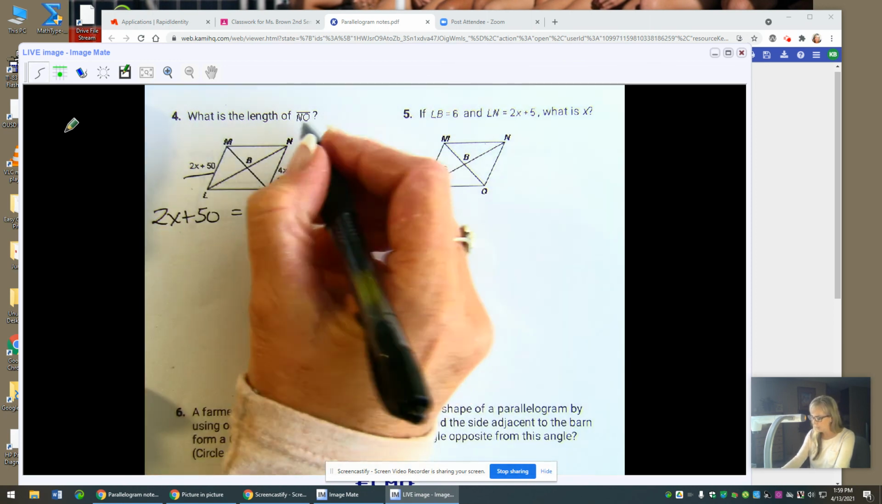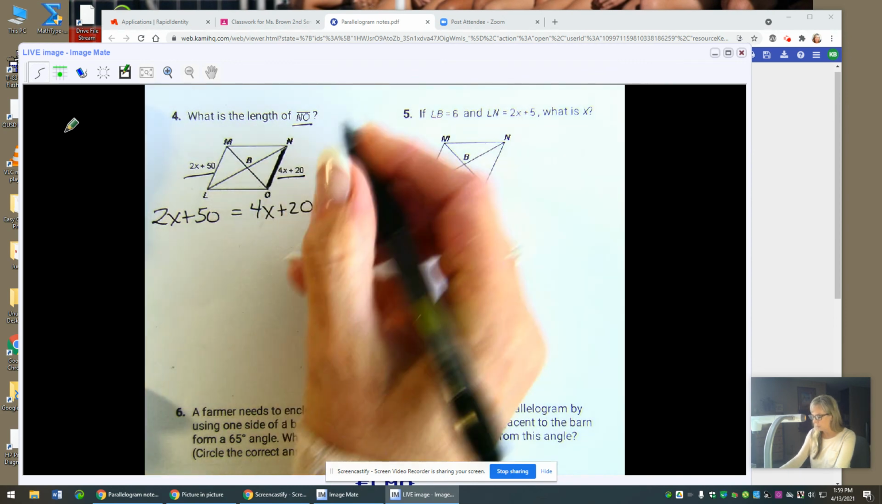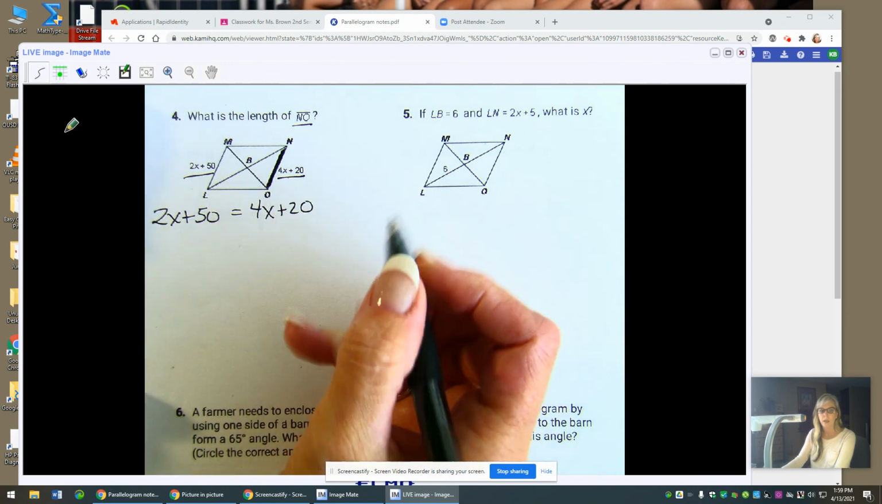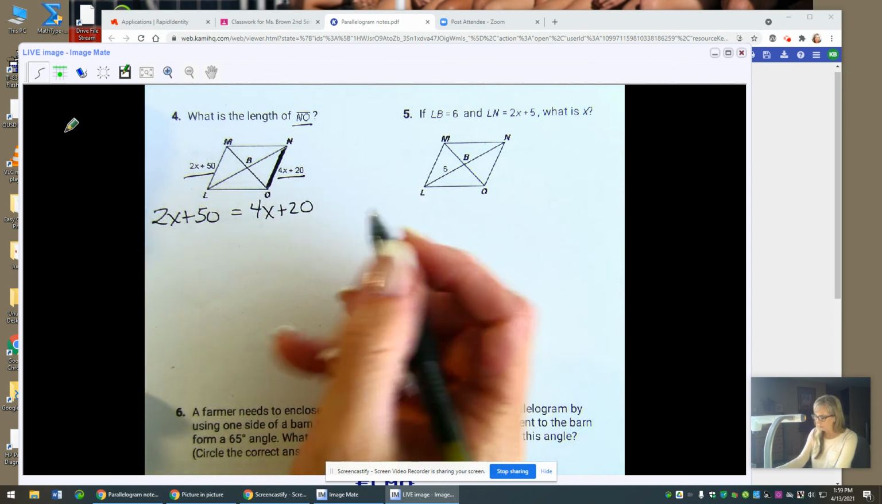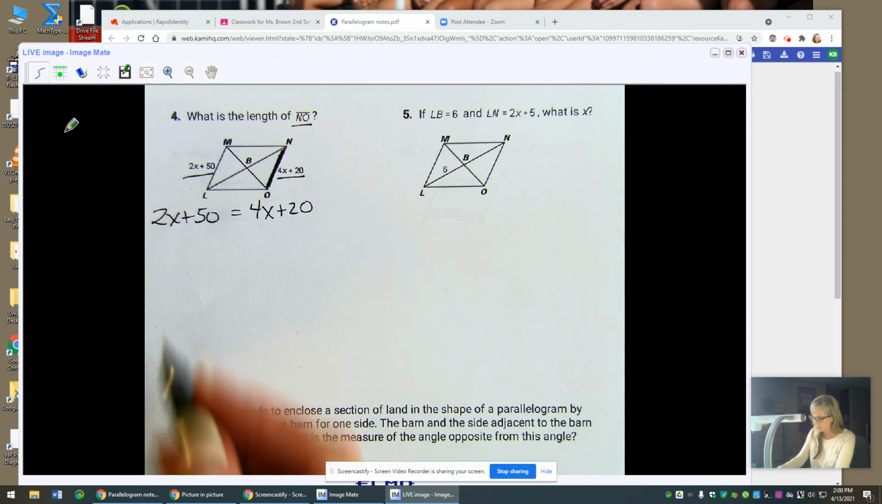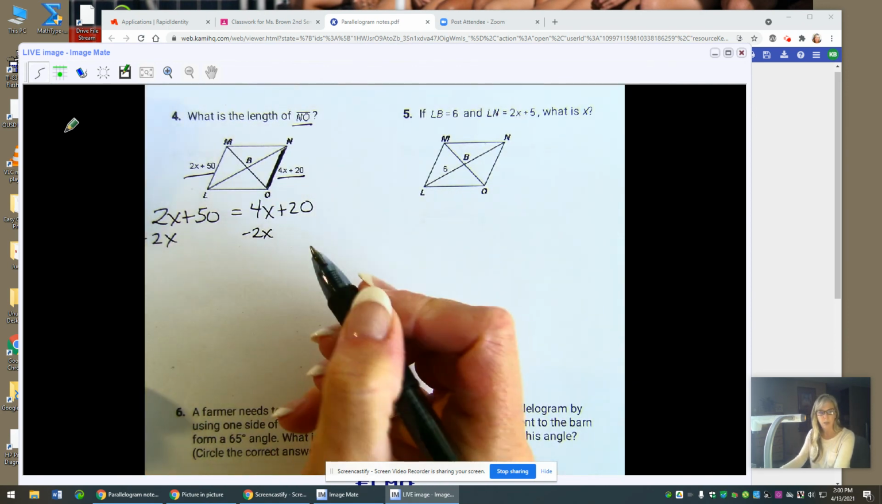We're trying to find the length of NO, so we need to know how long this is. Well, if I find x, I could plug in x and then calculate to see how long NO is. So that's the goal. In fact, that's all I'm going to say. I'm going to let you solve for x. Maybe I'll do it. Why not? Get x on one side. I just can't help myself.